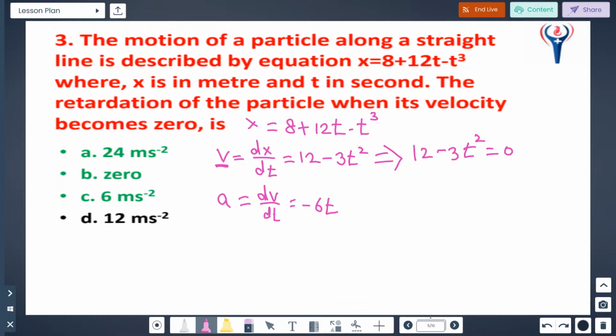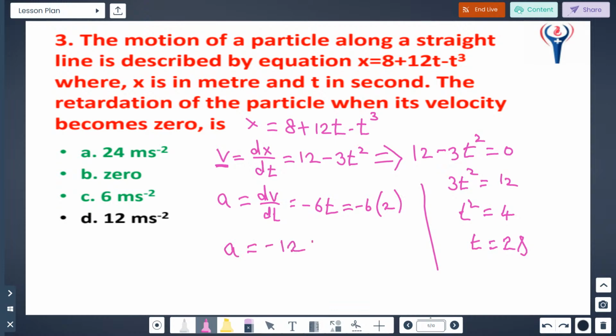Then 12 minus 3t square equal to 0, then 3t square equal to 12. T square equal to 12 by 3, 4. T equal to square root of 4, 2 second. Then substitute this 2 second here. Then minus 6 into 2, 6 twos are 12. Minus 12 meter by second square.